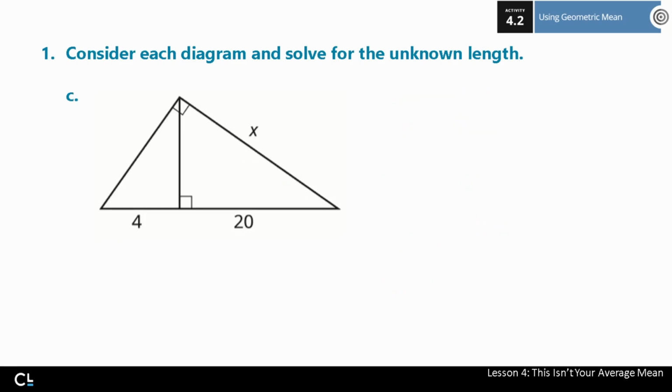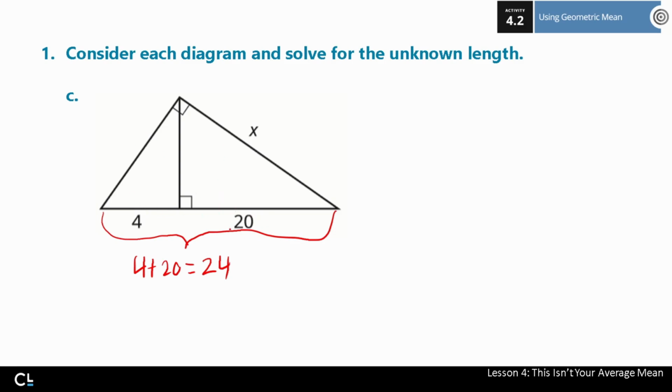All right, next problem. For this one, we're going to have to use our other theorem here. So for this theorem, remember, we need this whole chunk here. So what we could say is we need to add these two sections. We get 4 plus 20. That's going to equal 24. And that's the number we want to use. That's my whole hypotenuse of this big triangle.